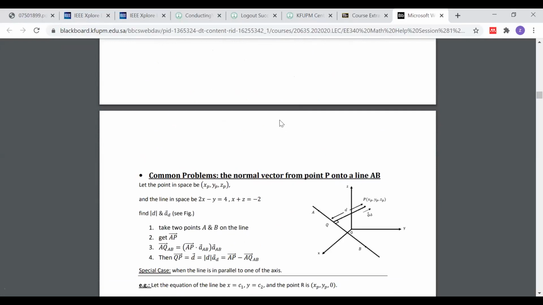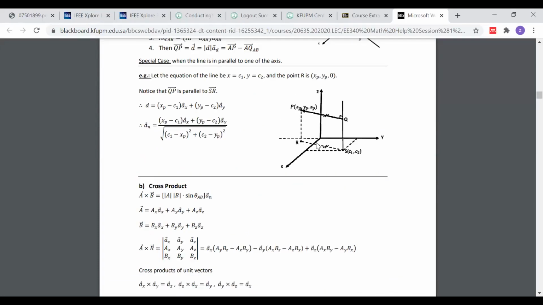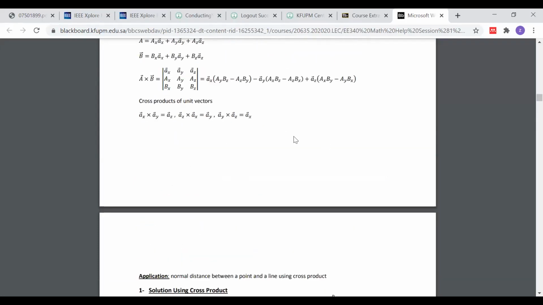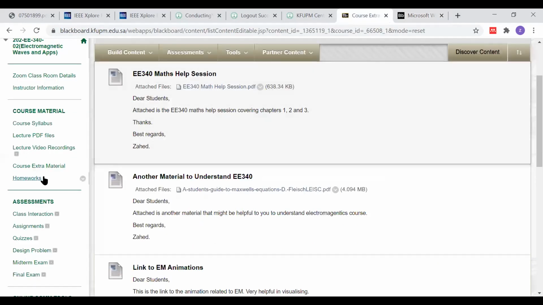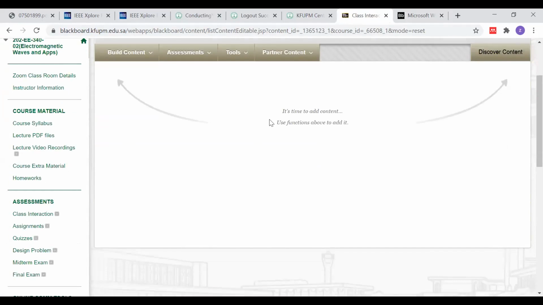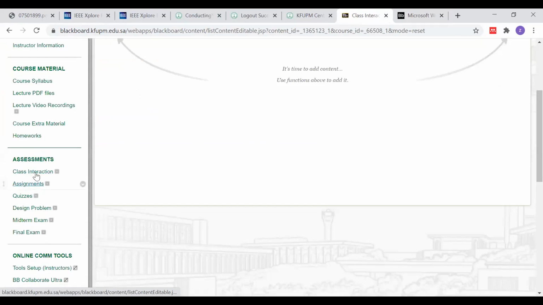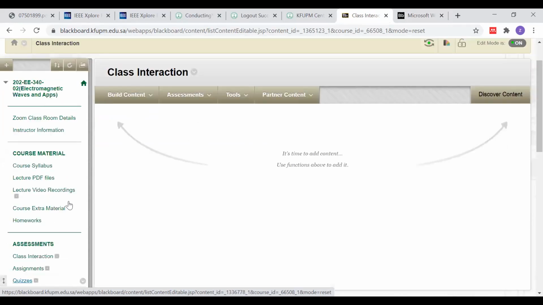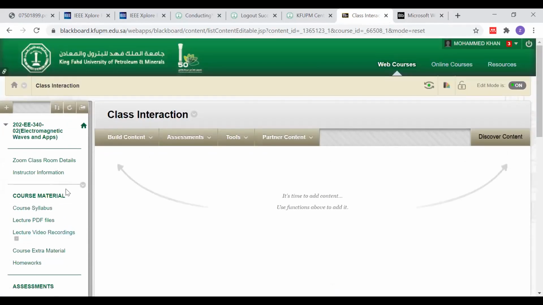Please go through them, and also go through the vector calculus. Now, the homework solutions are posted here. Then you have the assignments, the class interactions, any poll questions or any questions that I'm going to ask, and its results, I'm going to post here. Any assignments, quizzes, the design problems, and the midterm and the final exam, I'm going to post here. Okay, so this is regarding our Blackboard page.